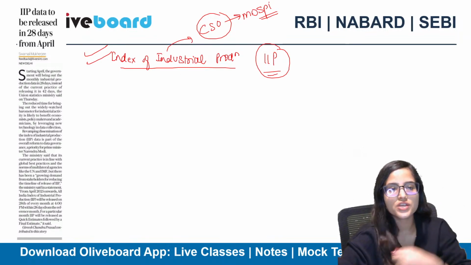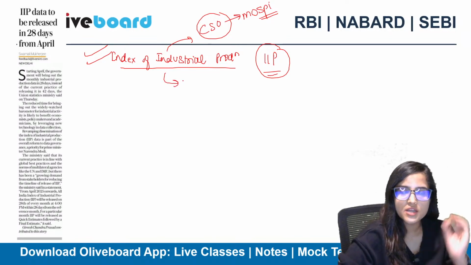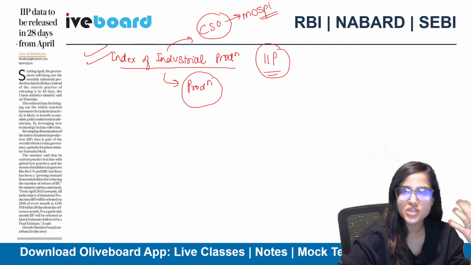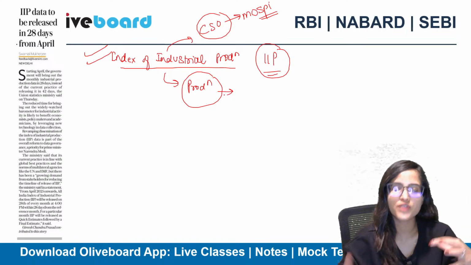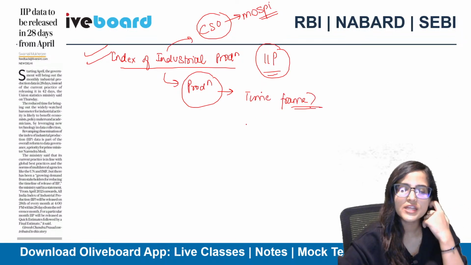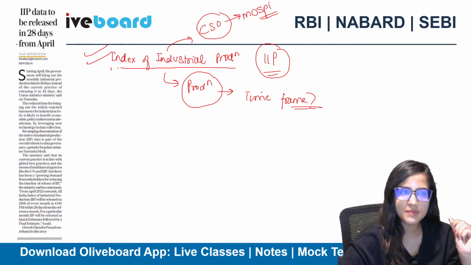So Index of Industrial Production shows how much industrial production is happening in a particular time frame. And what is the time frame? Anyone? What is the reference period in which we see that IIP is calculated?